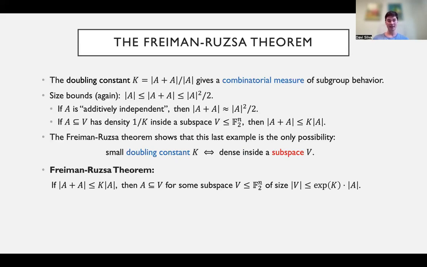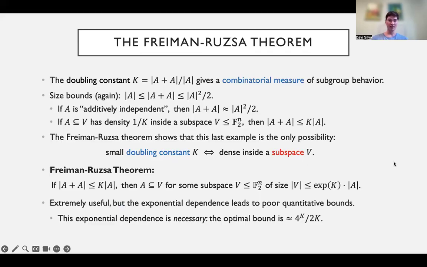If the size of the sumset A plus A is at most K times the size of the original set, then this set A is contained inside a subspace V whose size is not much larger than the size of the set A itself. So it's at most some exponential in the doubling constant K times the size of A. And this will be a constant if K is a constant.